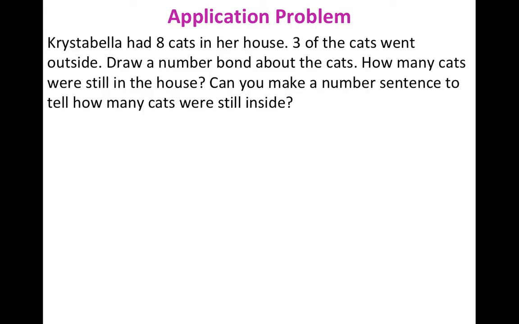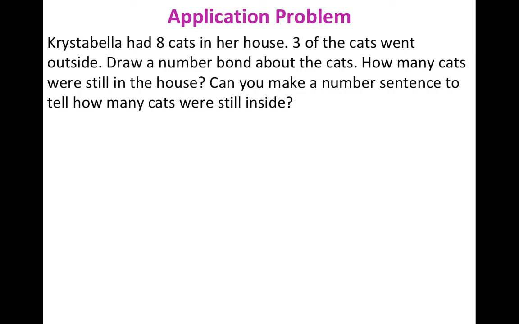So I'm going to read it again, and this time I'll stop in between and we'll see which were the parts that we need to work for. Christabella has 8 cats in the house. 3 of the cats went outside. Draw a number bond about the cats. So first we do the pictures, right? And then we are going to do a number bond. After that, it said how many cats were still inside the house, which means from the picture or from the number bond, we have to figure out how many cats were still inside the house.